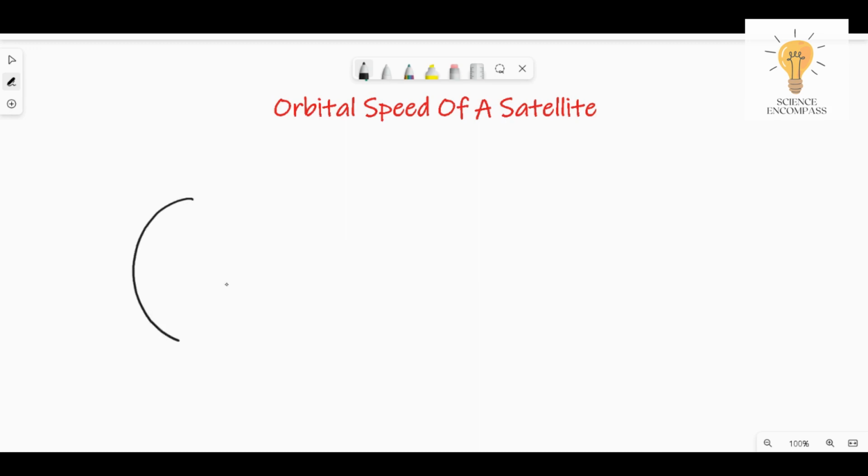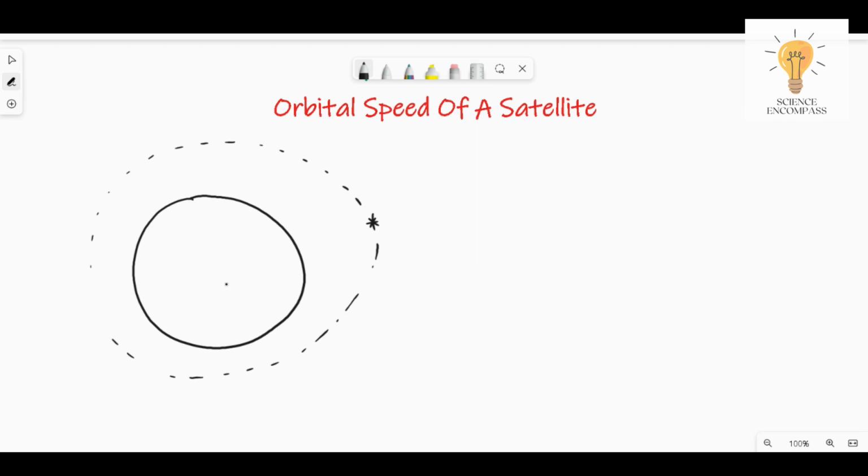Let's just first draw the Earth. Okay, so this is the Earth and there's a satellite, let's just say somewhere over here. So that's the satellite. That's a man-made satellite. So when a satellite revolves in a circular orbit, this one is going around the Earth in a nearly circular orbit.